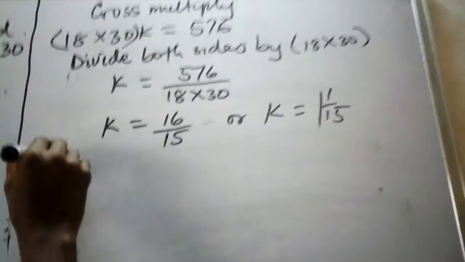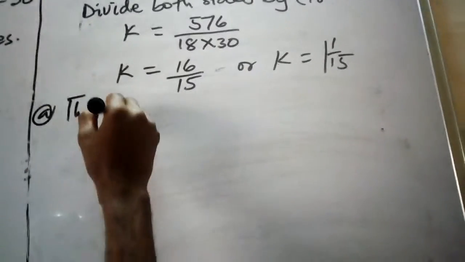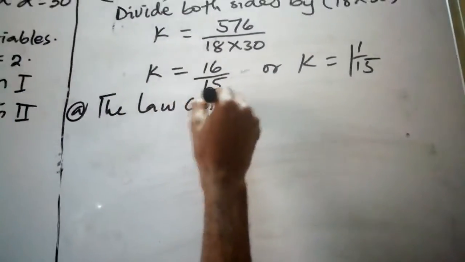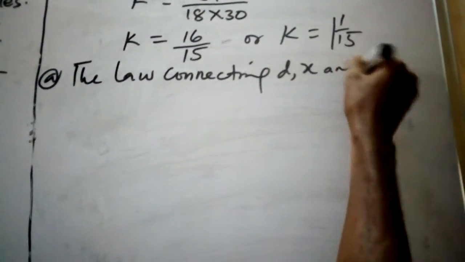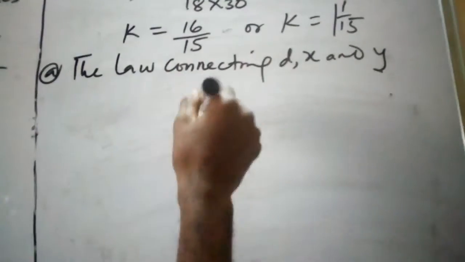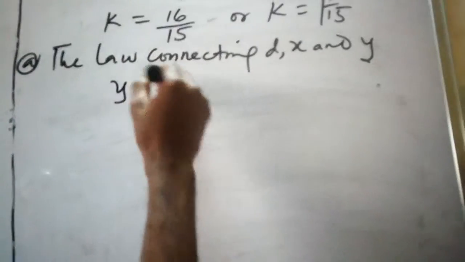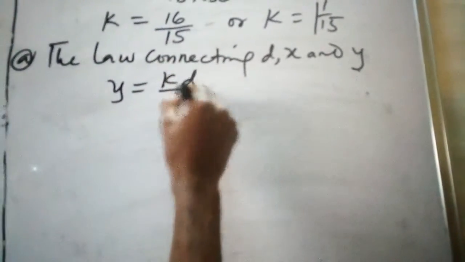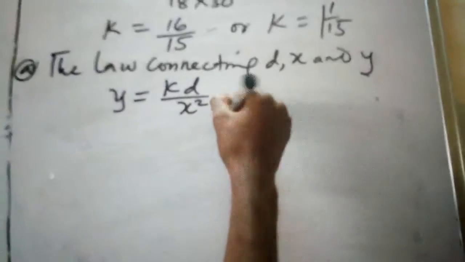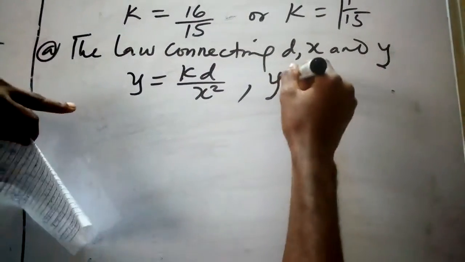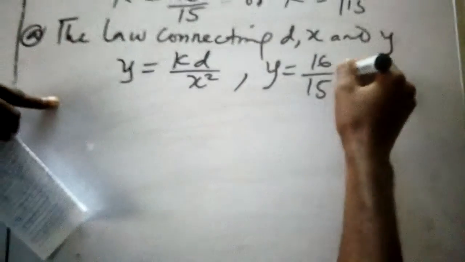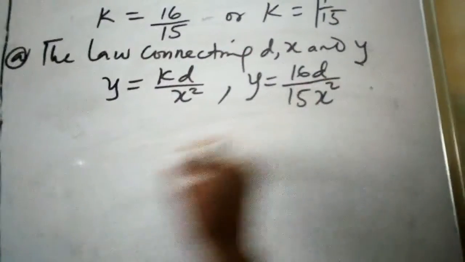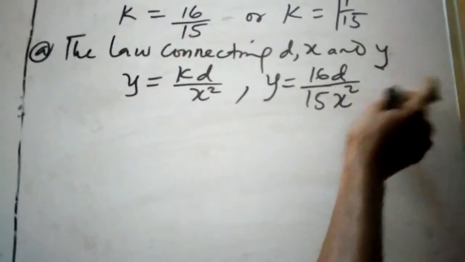Now looking at the law A, the law connecting d, x and y, you come into the equation where you have k d over x squared. So what is the law now? The law will be y equals 16/15 d over x squared. So this is the law connecting it.